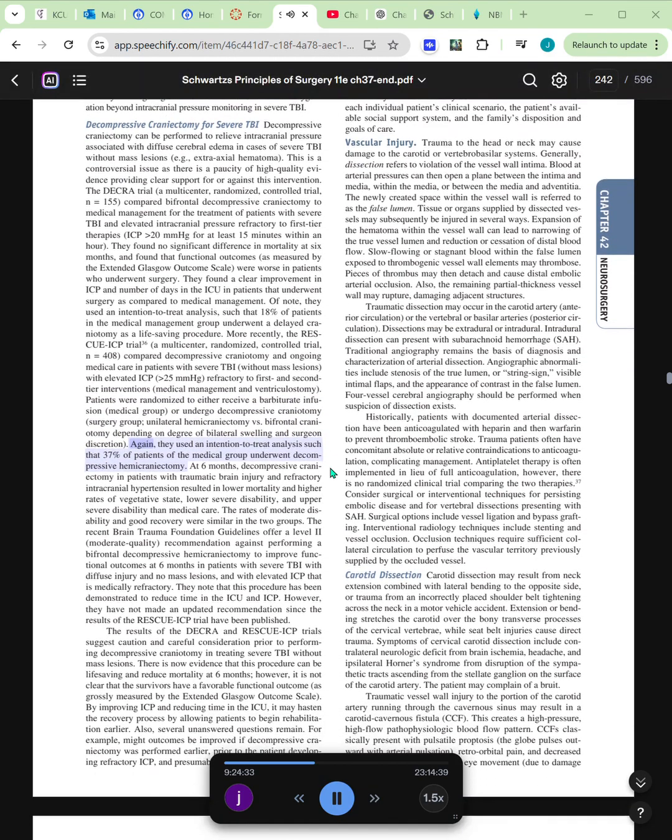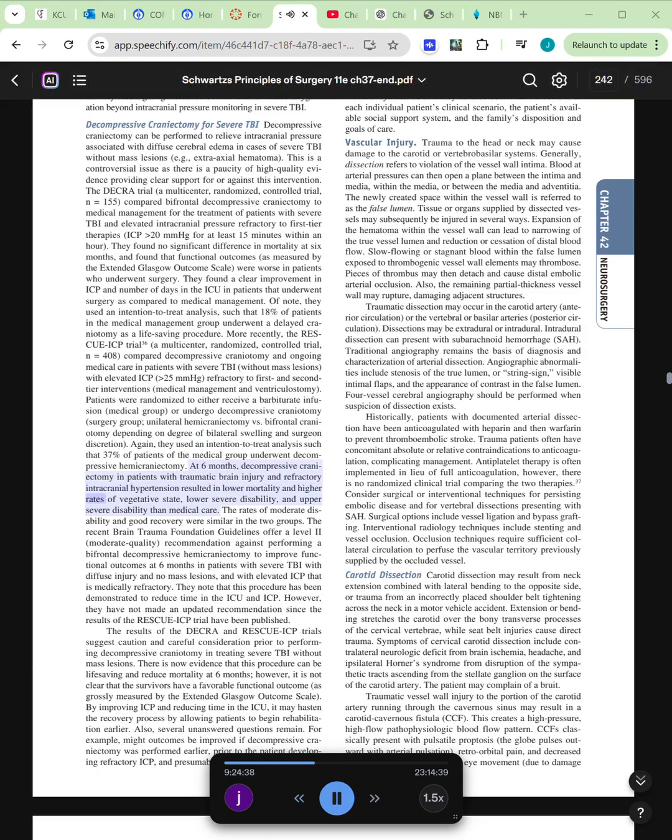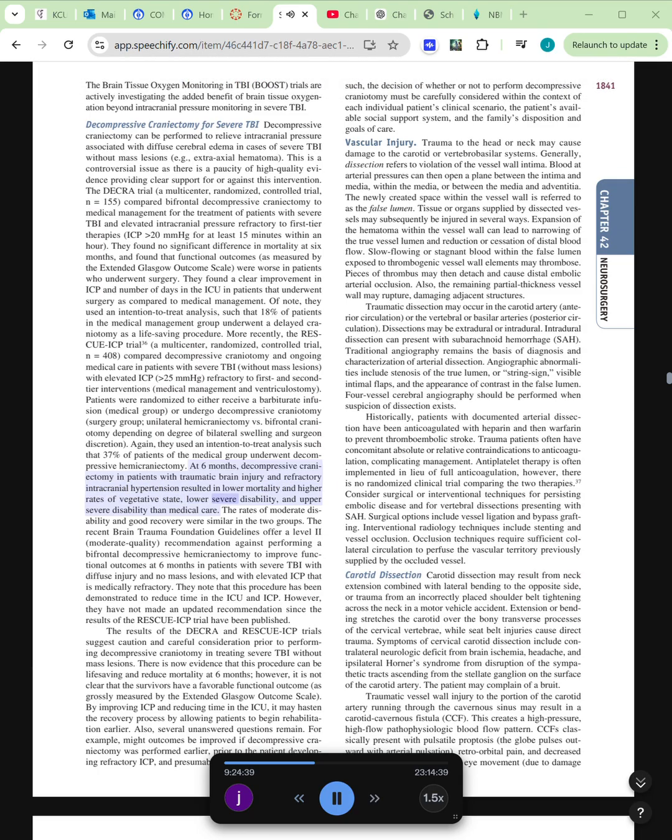Again, they used an intention to treat analysis, such that 37% of patients in the medical group underwent decompressive hemicraniectomy. At 6 months, decompressive craniectomy in patients with traumatic brain injury and refractory intracranial hypertension resulted in lower mortality and higher rates of vegetative state, lower severe disability, and upper severe disability than medical care. The rates of moderate disability and good recovery were similar in the two groups.